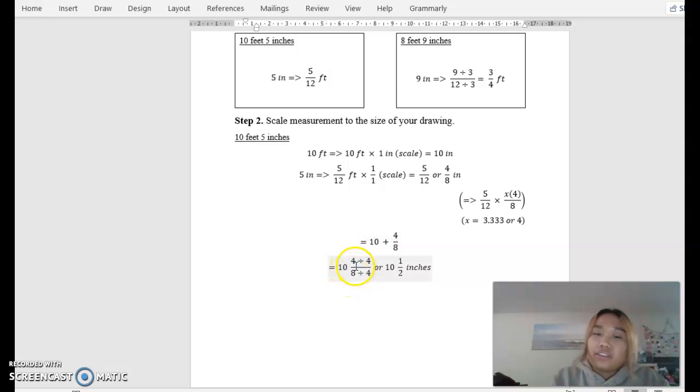So 4/8, we can reduce it further. So we have to divide it by 4. Whatever you do to the bottom, do to the top. So 4 divided by 4 gives us 1. 8 divided by 4 gives us 2. So just copy the whole number and it gives us 10 1/2 inches for the first problem.